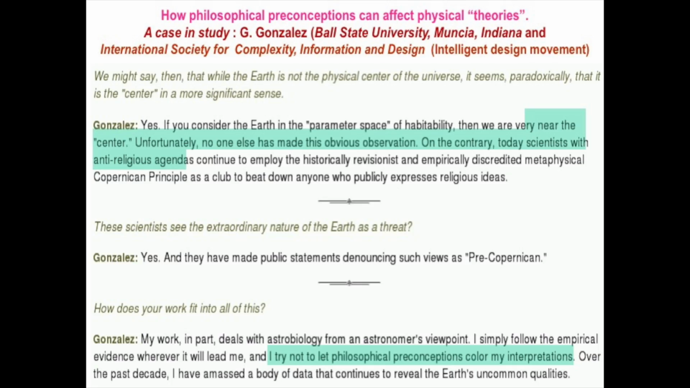But he said that such views are denounced as pre-Copernican, and that he is not allowing his philosophical preconceptions to color his interpretations. But in the end, he was kicked out of his university. He found another position in some college, and then, as far as I understand, he's not working in astronomy anymore. But he started those ideas.